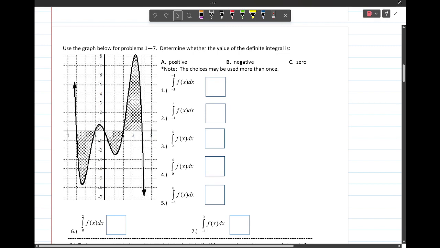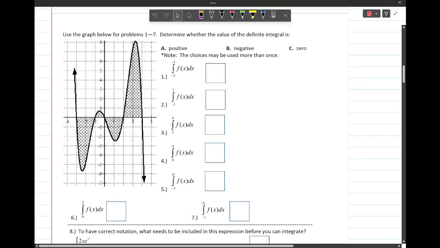Okay, so 1 through 7. Standard, very good question. Choices may be used more than once, so let's look. All we need to do for this question is remember that the definite integrals are the signed area between the function and the x-axis. So where is -3 to -1? It's all underneath the x-axis, so it is going to be the negative.